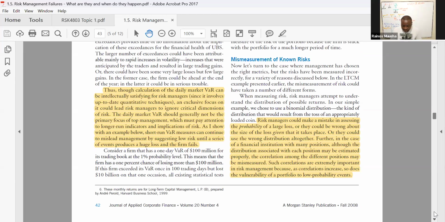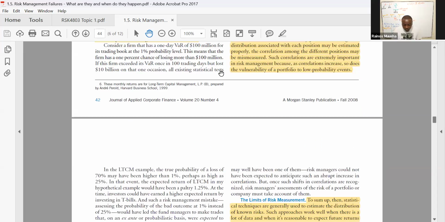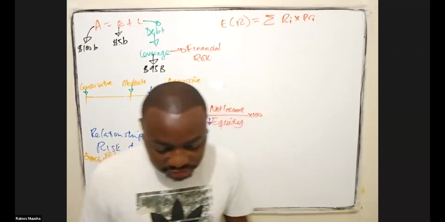Further, in the case of financial institutions with many positions, although the distribution associated with each position may be estimated properly, the correlation among the different positions may be mismeasured. Such correlations are extremely important in risk management because as correlations increase, so does the vulnerability of the portfolio to low probability events. So what are they talking about when they talk about correlations?